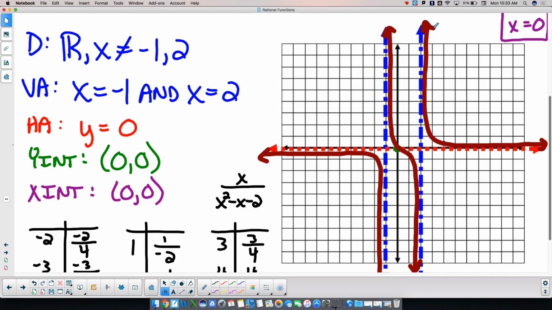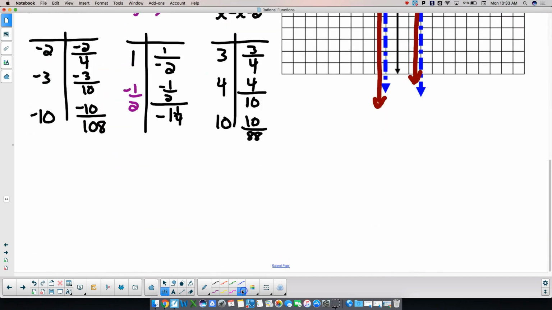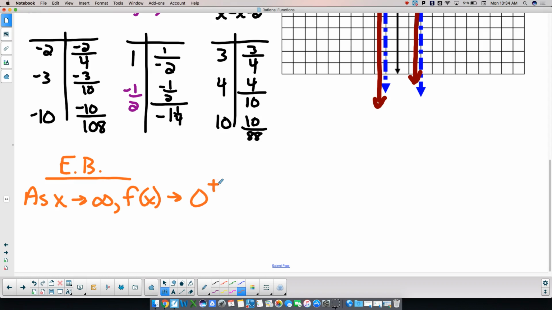Then I asked to find end and asymptotal behavior to go along with this one. So my end behavior, as x goes to infinity, my function is approaching 0 from above. As x goes to negative infinity, my function is approaching 0 from below.